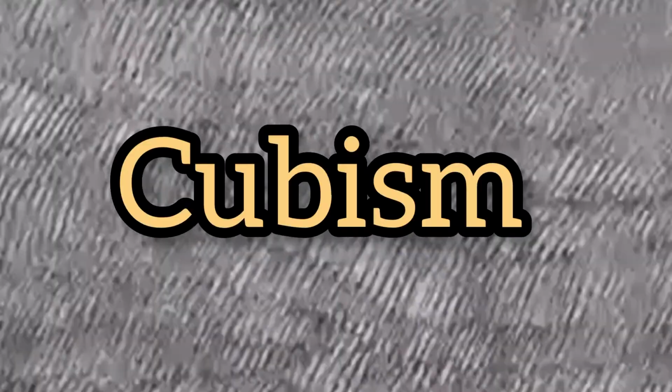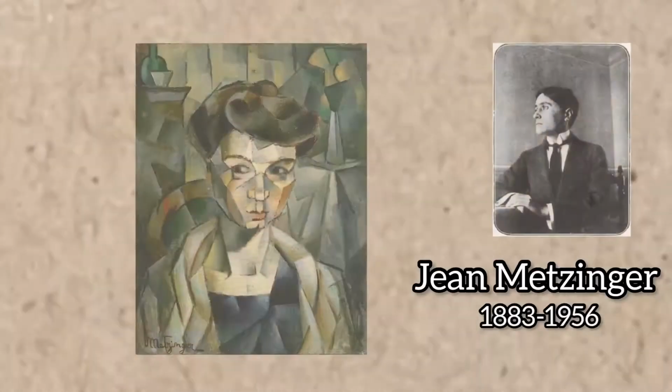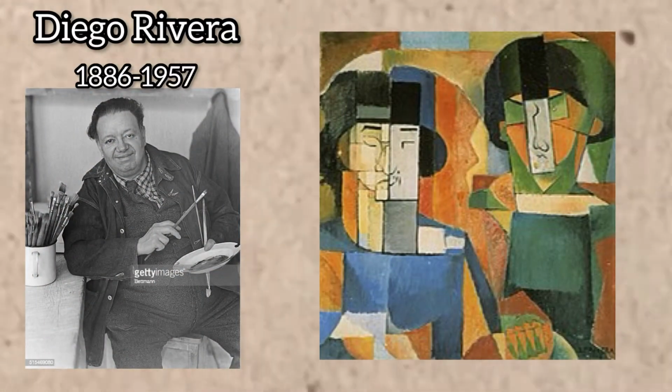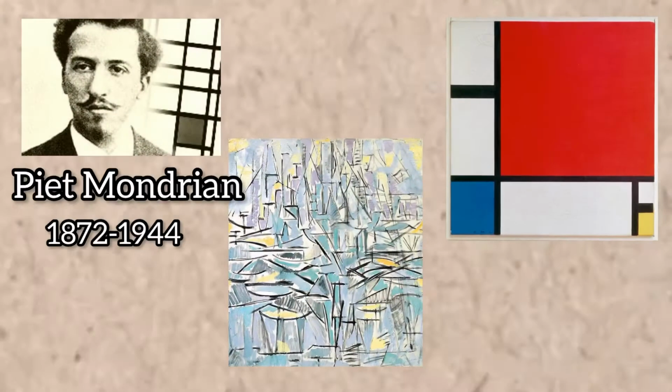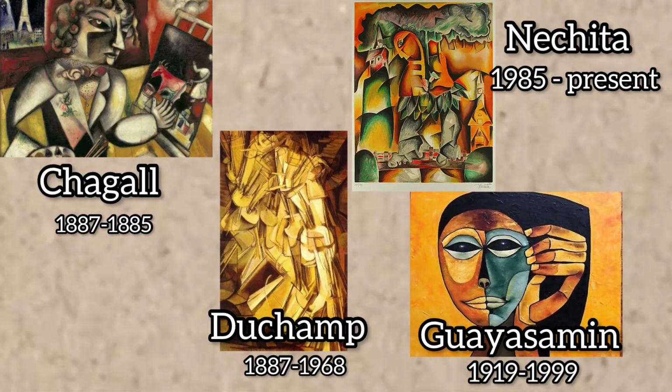Although Cubism was initially developed by Pablo Picasso and Georges Braque, many other well-known artists adopted and continued to develop this style. These artists include Robert Delaunay, Jean Metzinger, Diego Rivera, Piet Mondrian, Juan Gris, and many, many more.